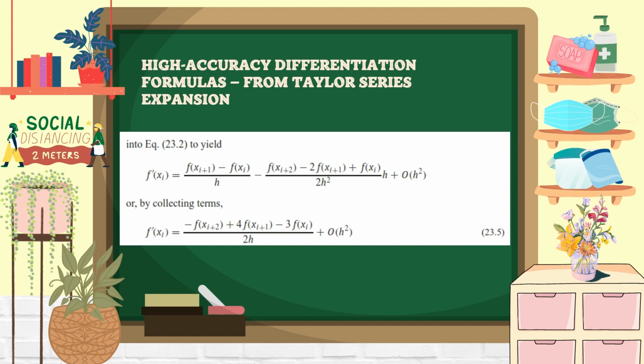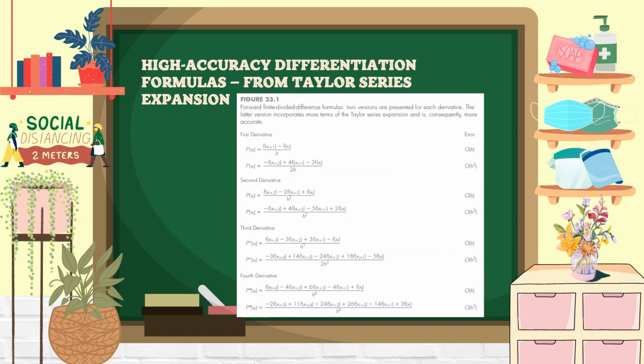Similar improved versions can be developed for the backward and centered formulas, as well as the approximations of the higher derivatives. The formulas are summarized in figures 23.1 through 23.3 along with the results. So this is figure 23.1, for the forward finite divided difference formula. Two versions are presented for each derivative, and the latter version incorporates more terms of the Taylor series expansion, consequently more accurate.